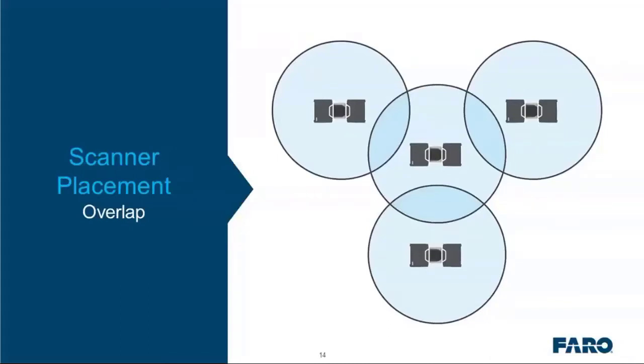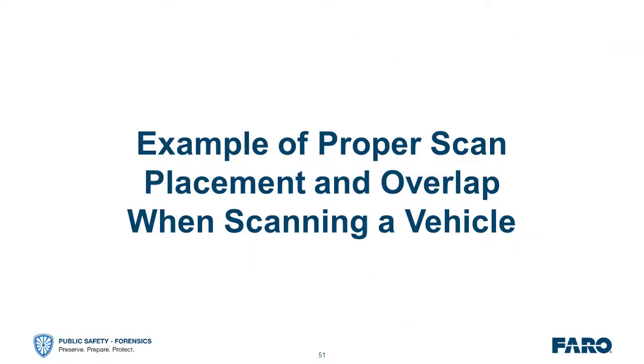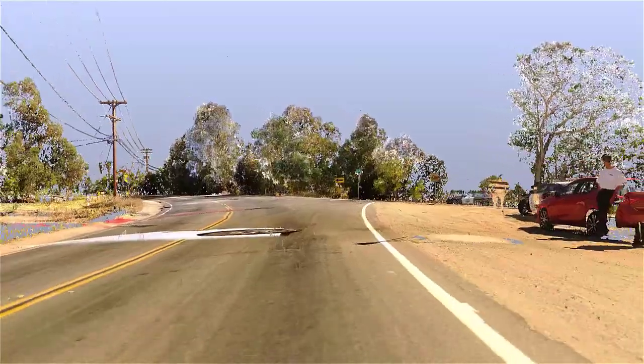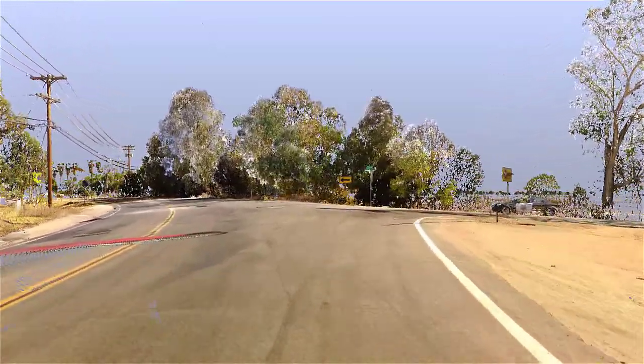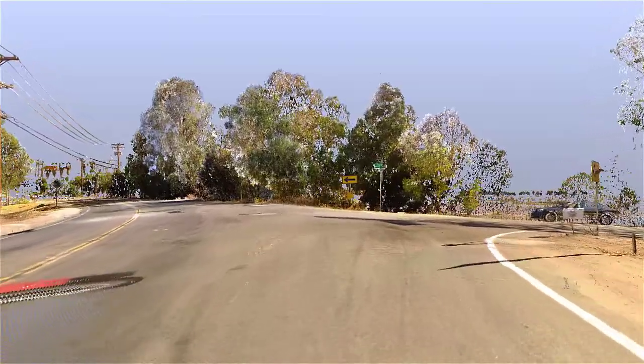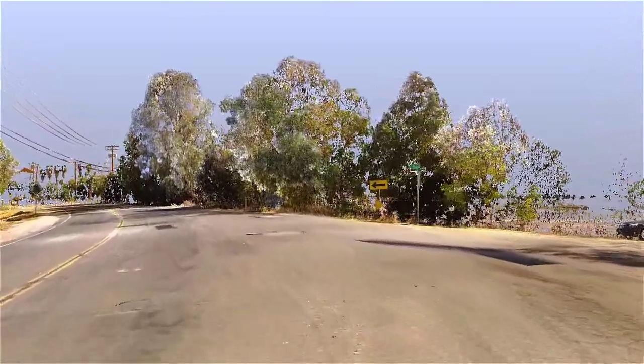We need to make sure that in the scanner placement, we have sufficient overlap. Now, the scanner recommends greater than 30% overlap for your scans in order to automatically register in the software. A great rule of thumb is to think 50% overlap. If you can get 50% overlap, then it usually will keep you from having any issues.